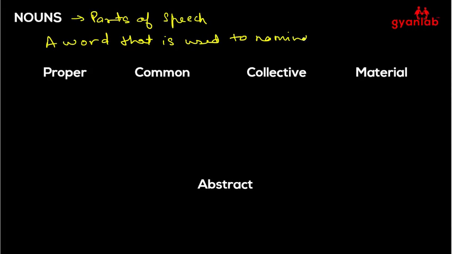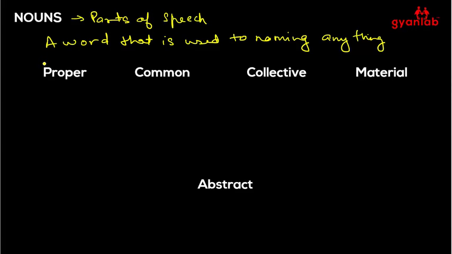While right now the statement might seem a little vague to you, as we go ahead and understand the various types of noun and what word is classified into what kind of noun, you'll get a fairly good idea as to what we mean when we say that a word is used for naming anything. There are five types of nouns that you can classify.